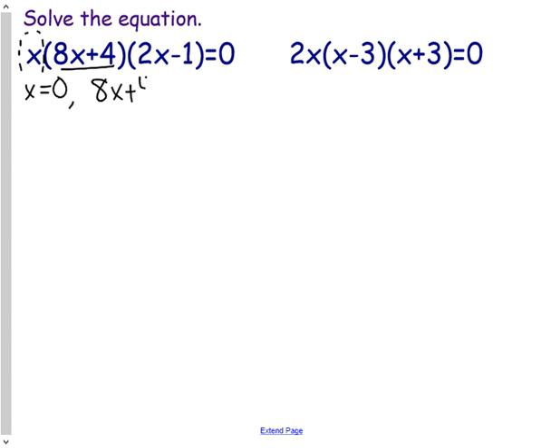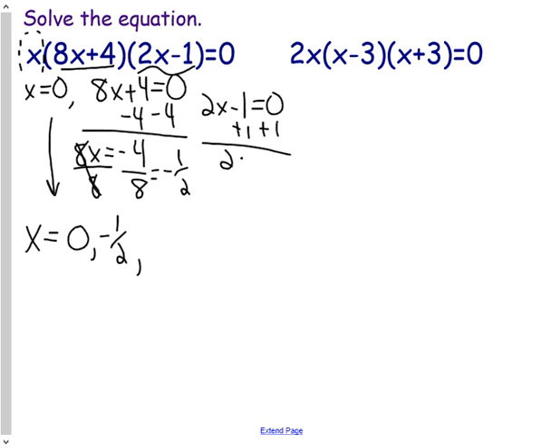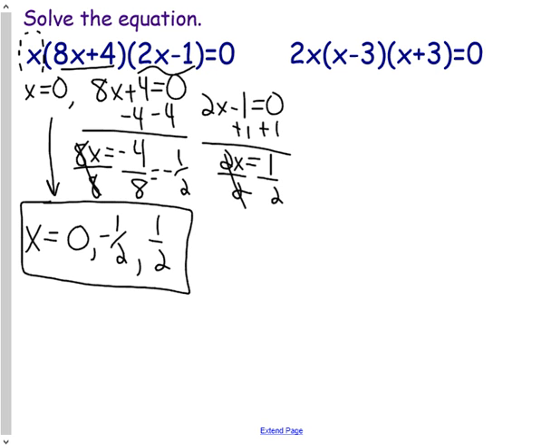8x plus 4 equals 0. Minus 4 on each side. 8x equals minus 4. Divide by 8, which is equal to minus half. So far I got x equals, bring down my answers, 0, minus half, and I have one more parentheses left. 2x minus 1 equals 0, plus 1 to both sides, 2x equals 1, and x equals positive half. So these answers are 0, negative half, positive half. Or plus or minus half, if you want to be a little shorter.